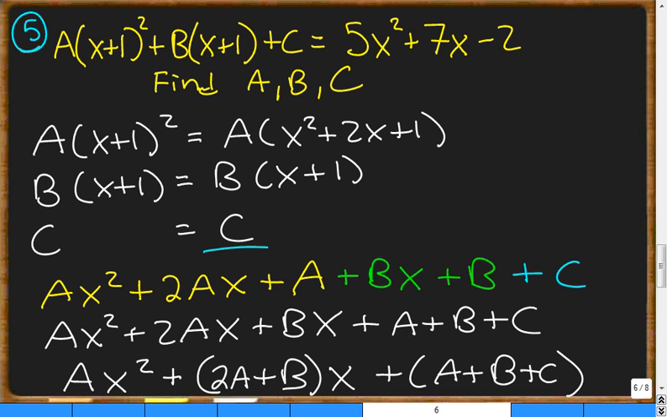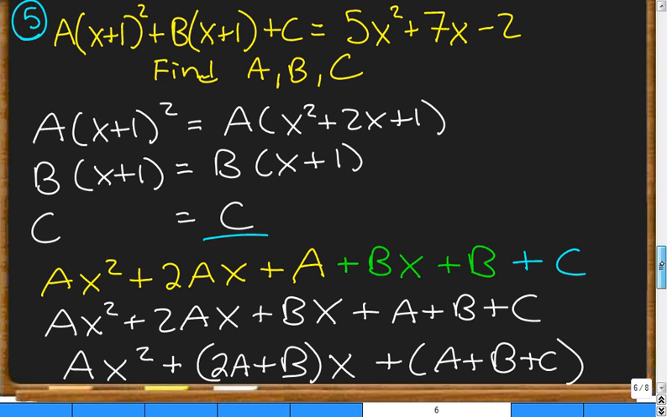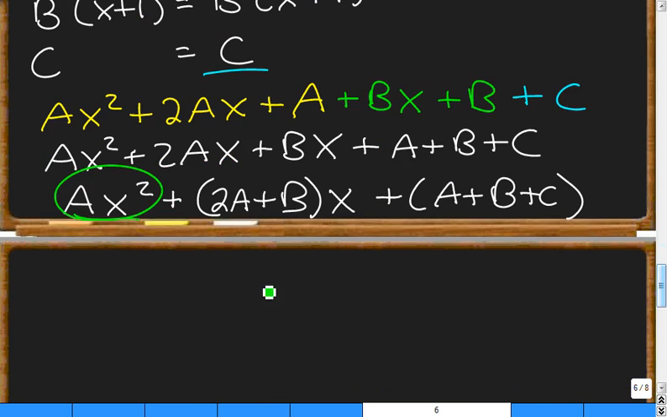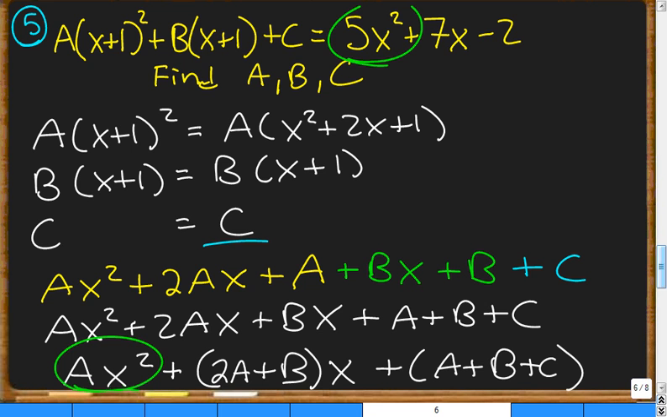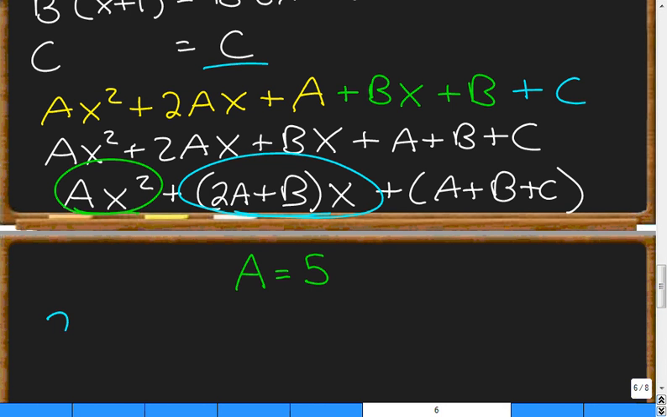Unfortunately, we're not done yet. We are going to compare these terms together. So if ax squared equals 5x squared, then we are going to say that a equals 5, because that's the term being multiplied by x squared, so that's what we use. Now, the term being multiplied by x down here is 2a plus b. So we've got 2a plus b equals 7.